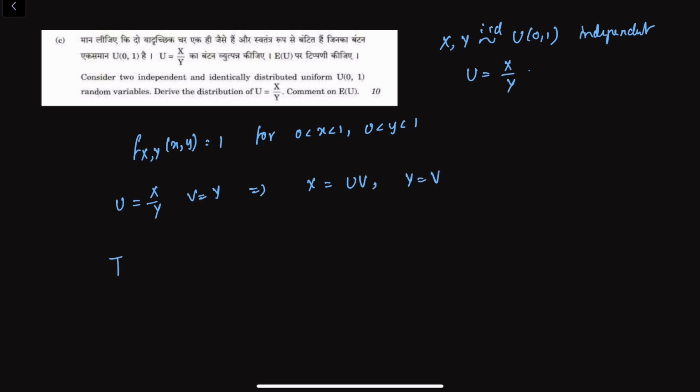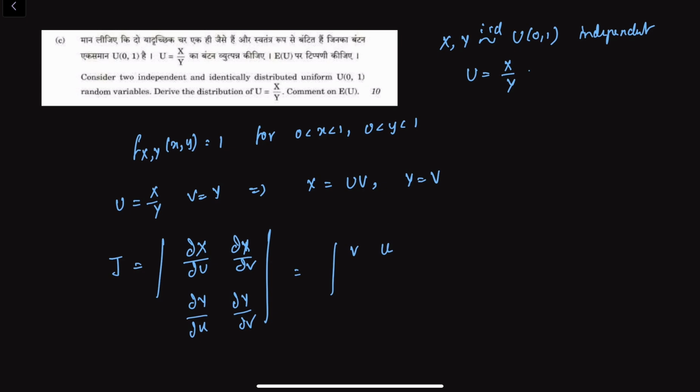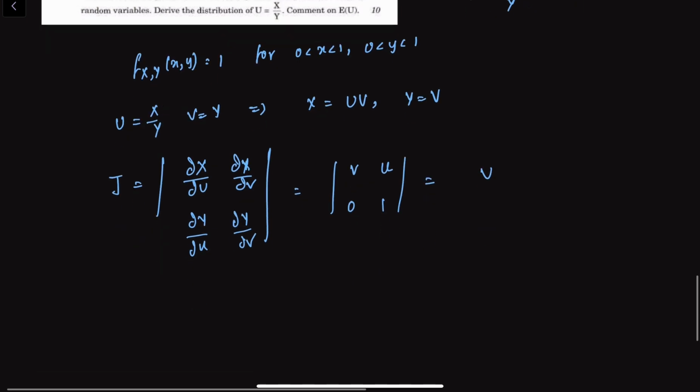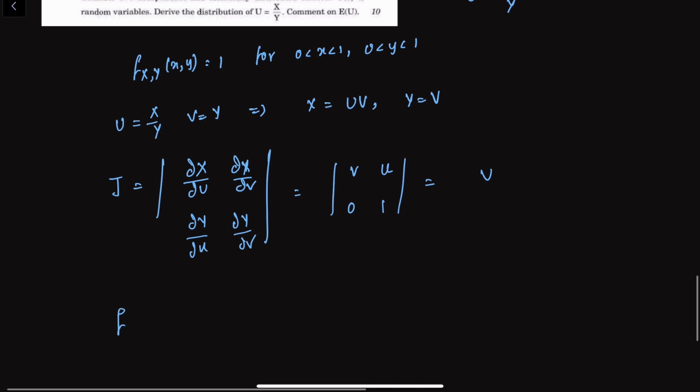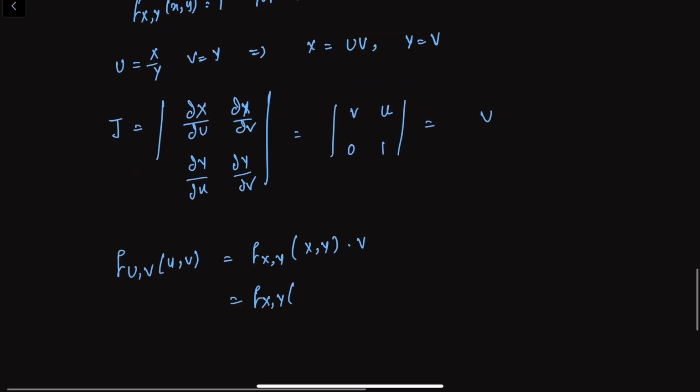So if I find the Jacobian here, that's dou x by dou u, dou x by dou v, and dou y by dou u, dou y by dou v. That is nothing but, differentiation of UV with respect to U is V, differentiation of UV with respect to V is U, differentiation of V with respect to U is 0, and differentiation of V with respect to V is 1. So that's nothing but V. So the transformed joint density, f of U comma V in terms of U and V, is f of X comma Y in terms of U and V, into V. That's nothing but f of X comma Y of UV comma V, into V.